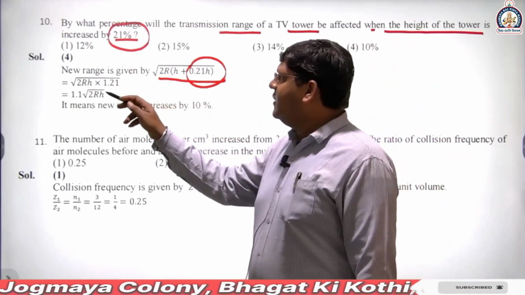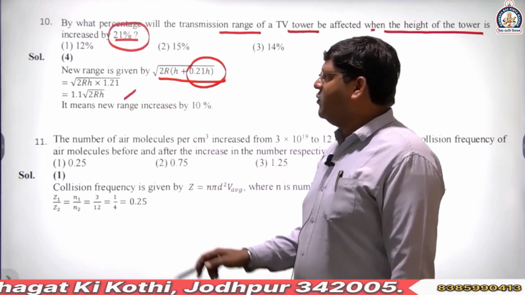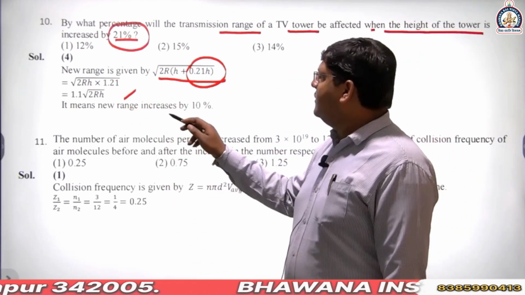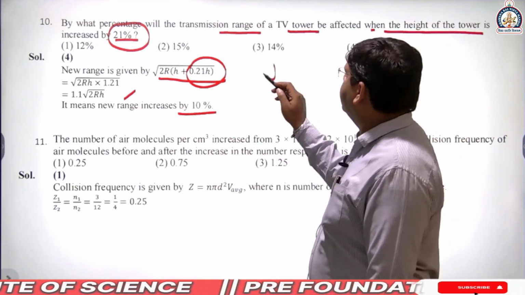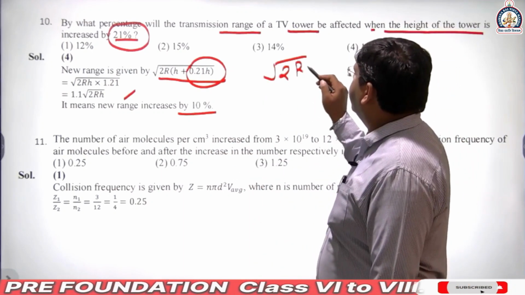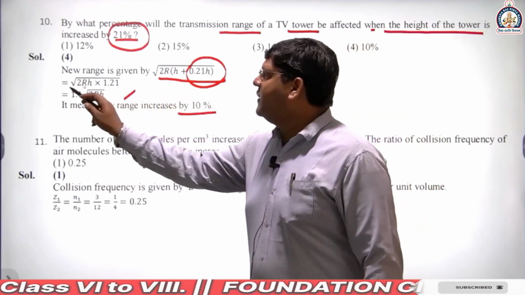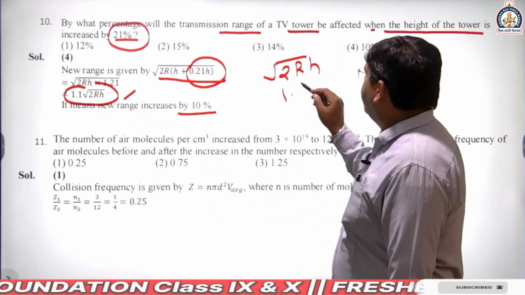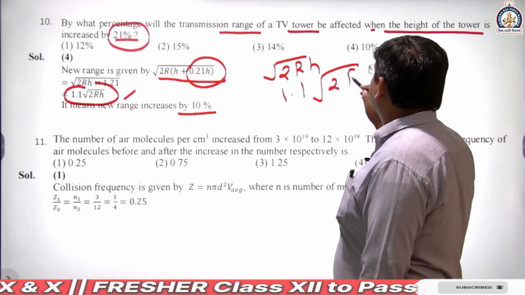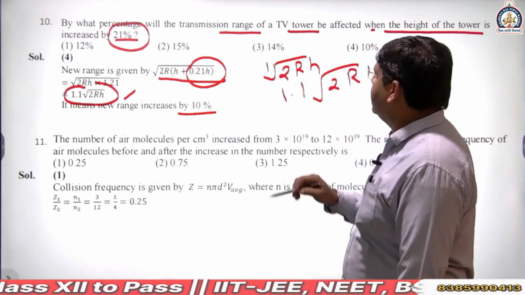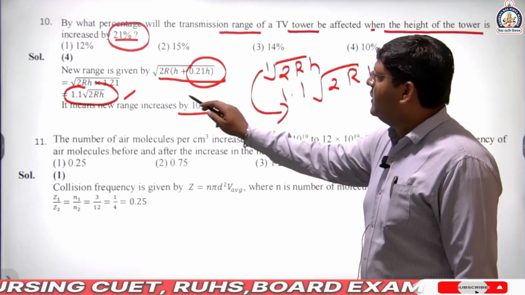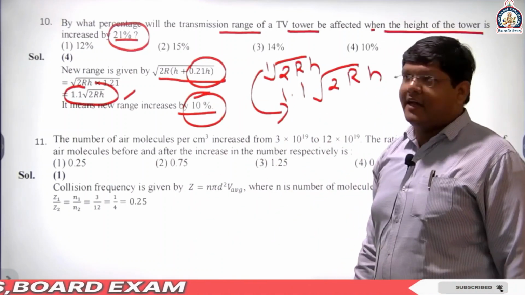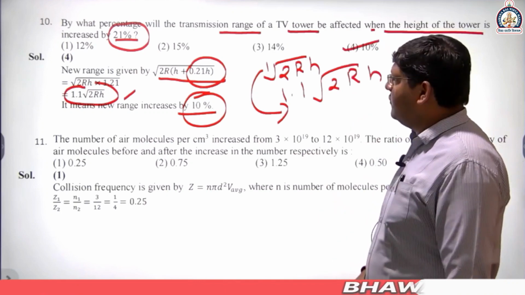Solving, we get 1.1 under root 2Rh. It means the new range is increased by 10%, because the initial formula is under root 2Rh. Okay, we can simply understand that if the initial is 1, the new is 1.1. That means there is an increment of how many percent? 10%. That is our option number 4.